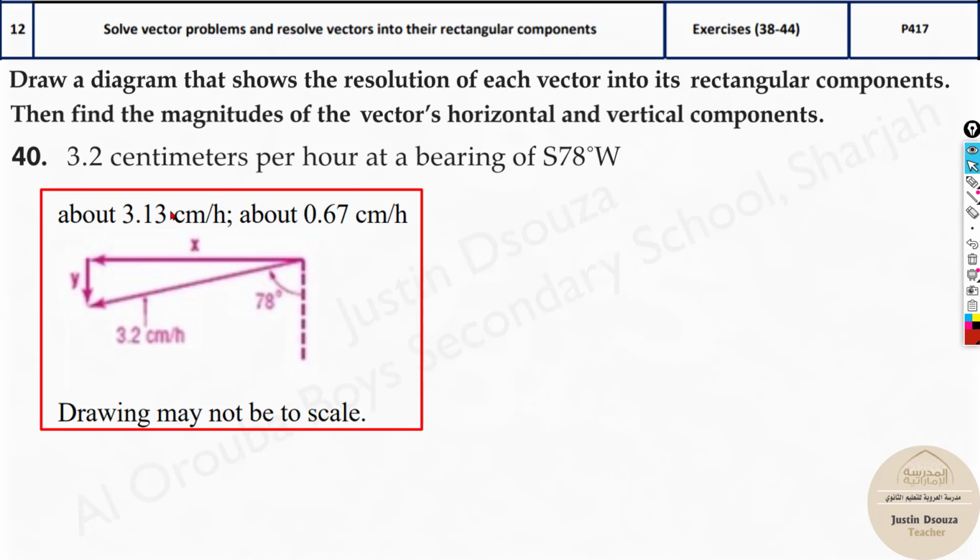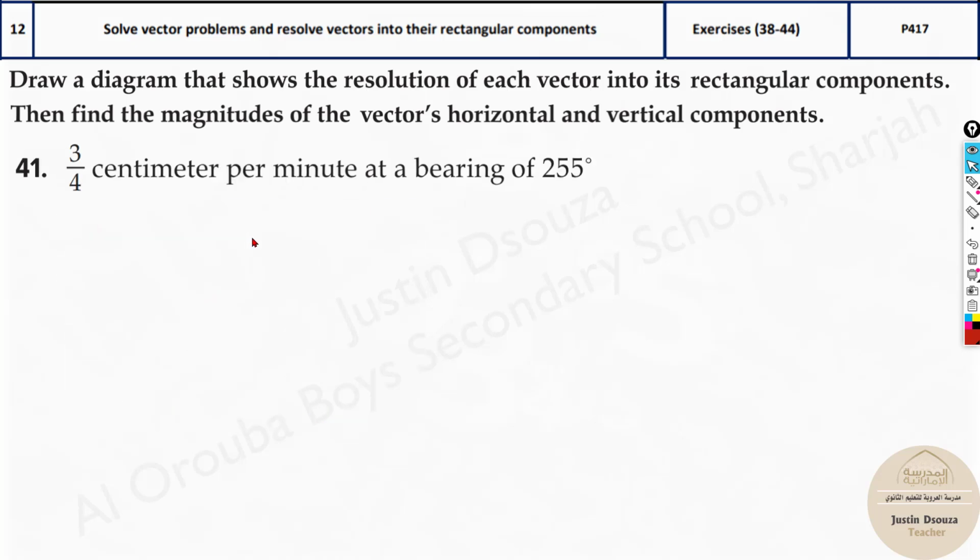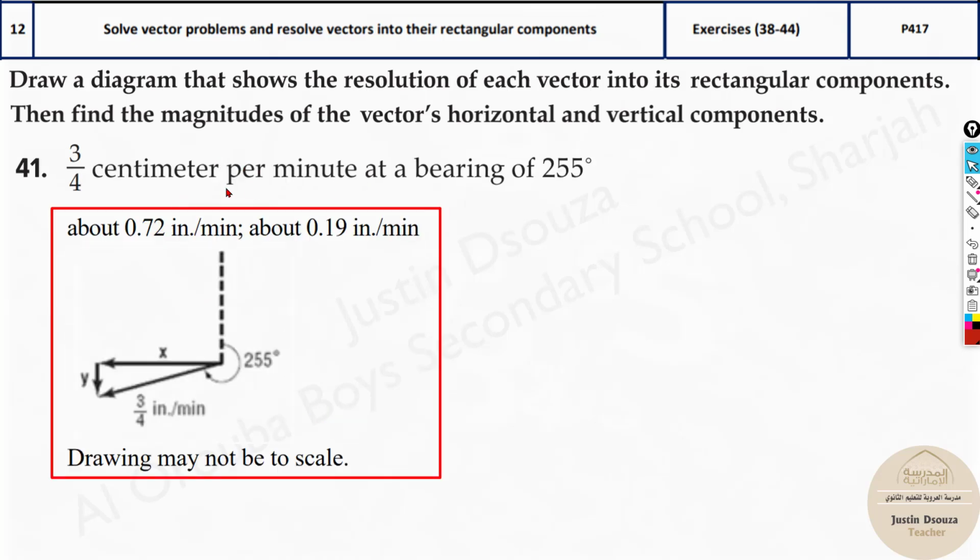They have also mentioned the units because it's given in the question. It's 3.2 centimeters per hour. So it's centimeters per hour. Here it's centimeters per minute. Sadly, it's wrong here. It should be centimeters per minute, not inches. According to what unit is given in the question, please write it accordingly. You have to just choose the correct answer, so it's much easier in this.